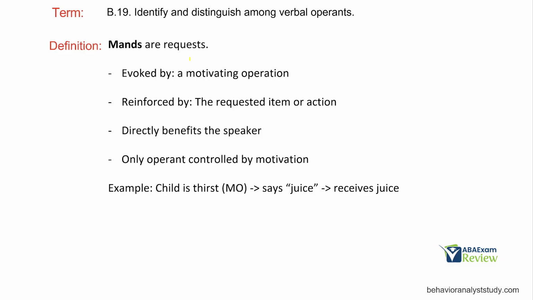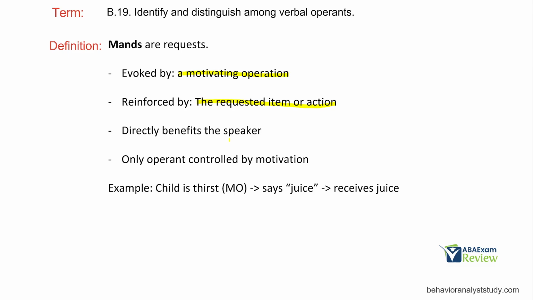When we're thinking about verbal operants, we want to go in kind of a checklist. First, what is the operant evoked by? In the case of mands, it's evoked by a motivating operation. Then you ask, well, what is it reinforced by? In the case of mands, it's going to be the requested item or action. So if you are mand training, and this is where this becomes important, because if you're asked about training a verbal operant, or if you're in practice training a verbal operant, you want to remember what you're using for reinforcement. If you're trying to train mands, you want to reinforce the mand with whatever was requested. So if the request is an item, give the item. If it's an action, give the action.